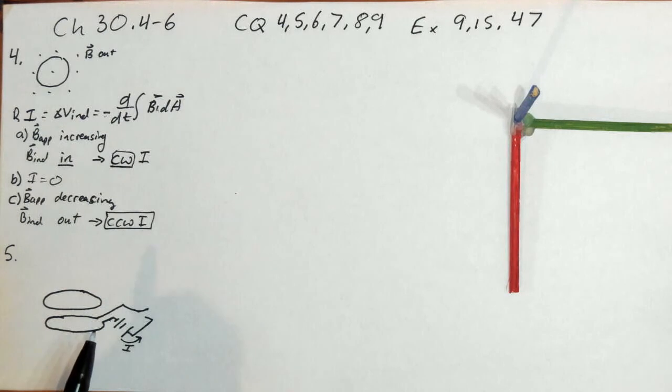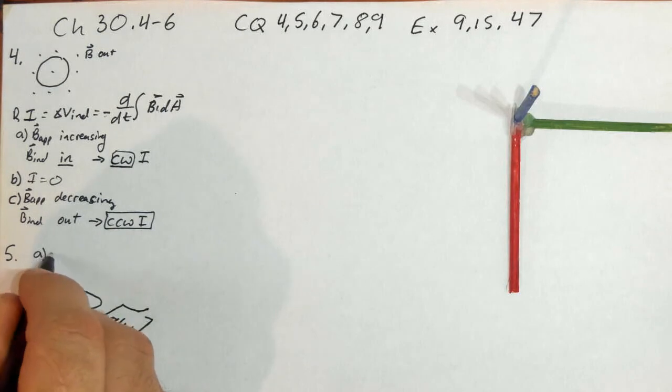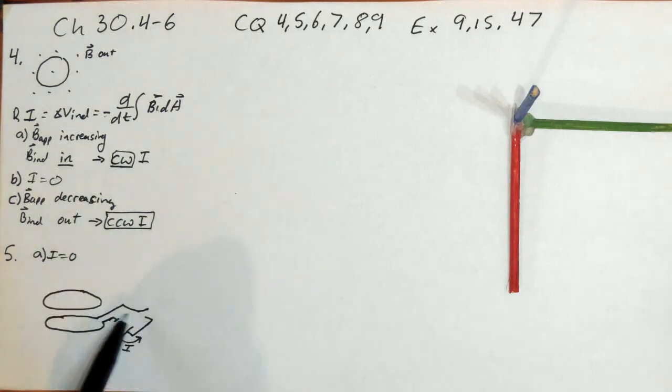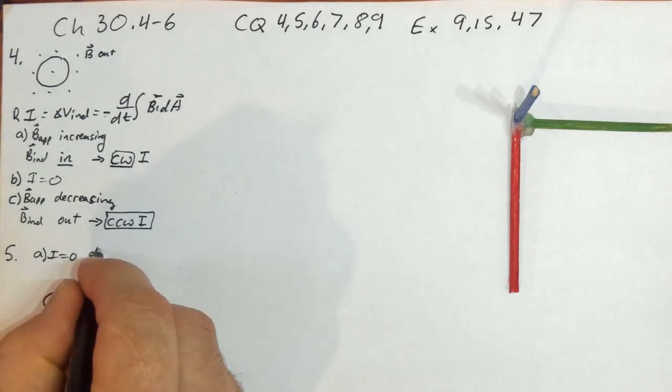Okay? It is possible to have a 0 B field at a moment and still create a flux, or an induced current, if it's changing. It's going through 0. We'll do a problem later to see that. Okay, so in part A, current is 0, because that's before the switch is closed. Nothing's happening. Okay, so dB/dt is 0.